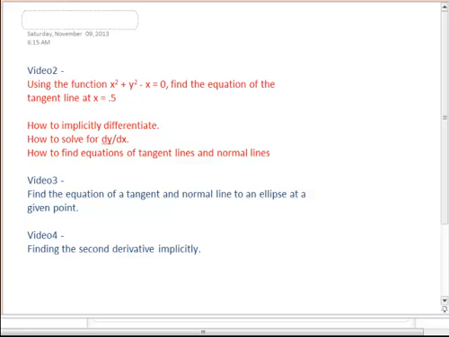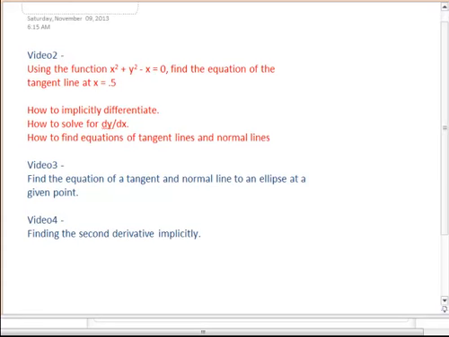Good day, everybody. Today in this video, we're going to work on finding the equation of a tangent line and/or a normal line, but using an implicitly defined function that we worked with in the last video, where we were explaining what implicit functions and explicit functions were.